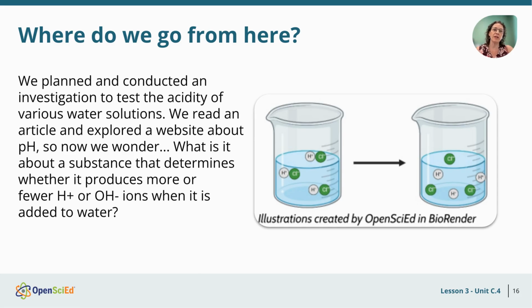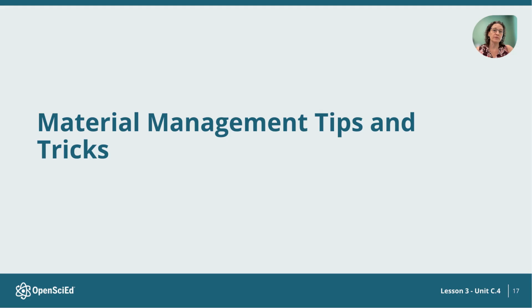So where do we go from here? We plan to conduct an investigation to test whether the solutions of carbon dioxide and water were acidic. We read an article and explored the website about pH. So now we're wondering, what is it about a substance that determines whether it produces more or fewer hydrogen ions or hydroxide ions when it's added to water?